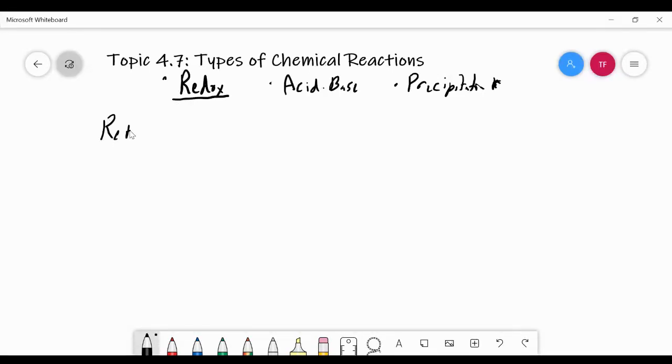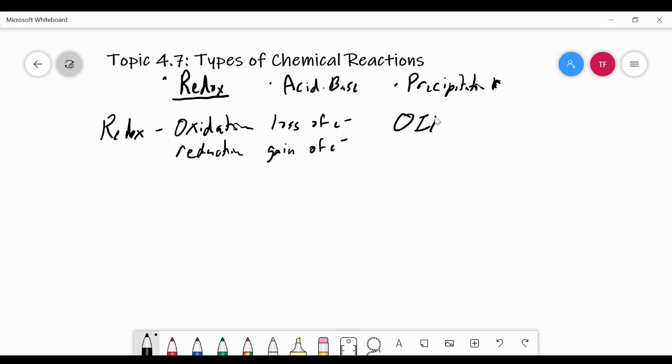In a redox reaction, you always have the reduction and oxidation of an element. So this means that you have oxidation, which is the loss of electrons, and you also have reduction, which is an element that gains either one or more electrons. The way you can remember these two things, again, is OIL RIG. Gotta say it like a Texan. Oxidation is loss of electrons, reduction is gain of electrons.